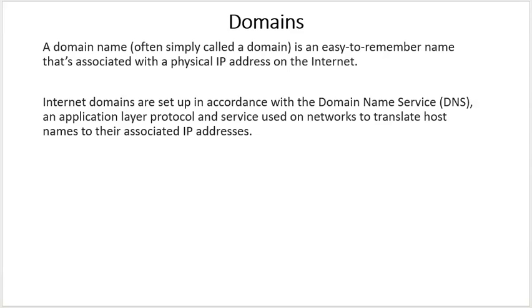Domains. A domain name, often simply called a domain, is an easy-to-remember name that's associated with a physical IP address on the internet. So if you were trying to figure something out, I could say, oh, did you go to 64.233.185.102 and look that up? Or I could say, did you Google that? Right? So it's much easier to remember Google than to try to remember Google's IP address. So domains exist for the humans, and it's just an easy way to remember a place on the internet to go.